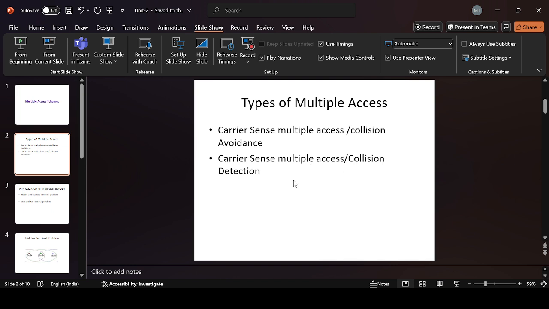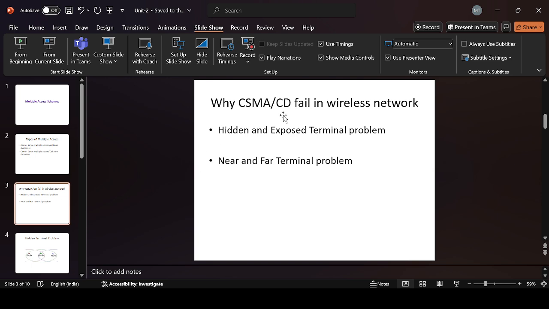The main difference between carrier sense multiple access with collision detection and carrier sense multiple access with collision avoidance is that CSMA/CD is mainly designed for a wired network, whereas CSMA/CA is mainly designed for a wireless network. We'll see why CSMA/CD, carrier sense multiple access with collision detection, fails in a wireless scenario.